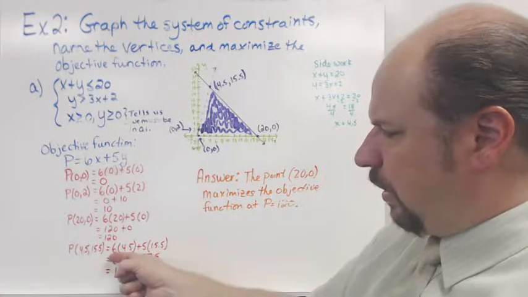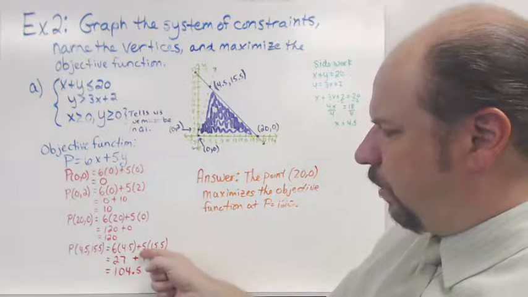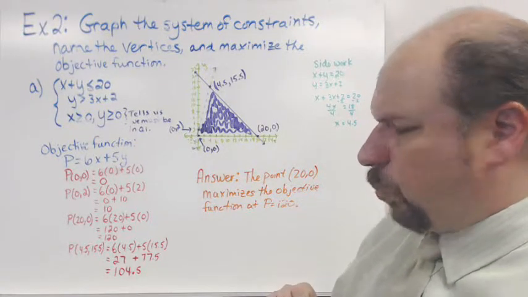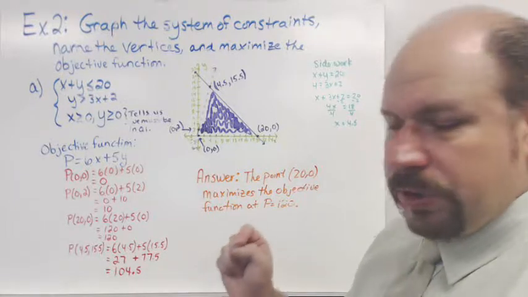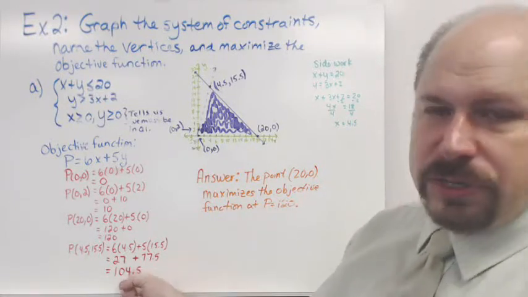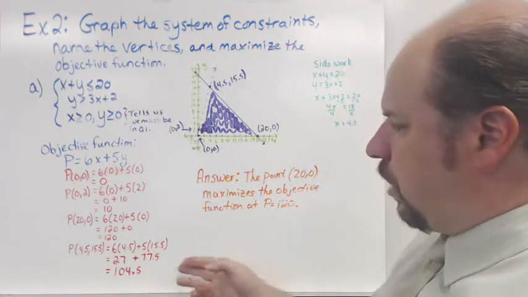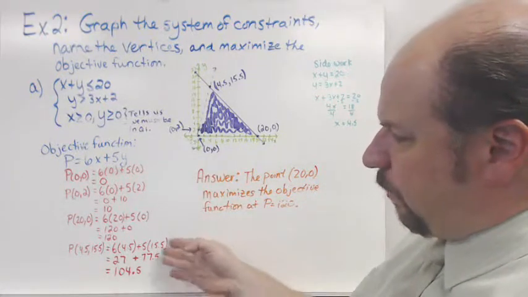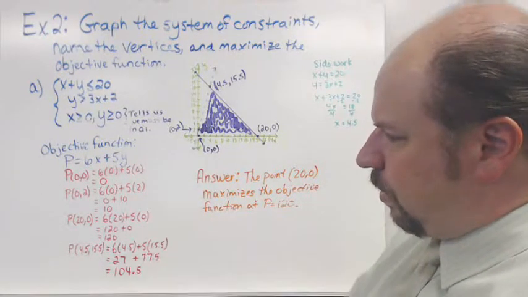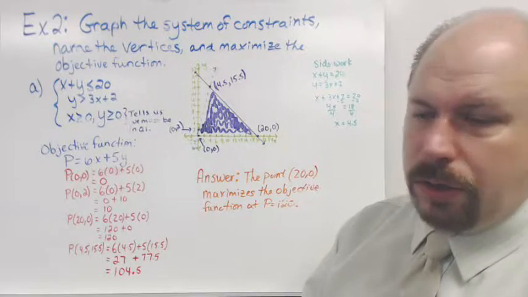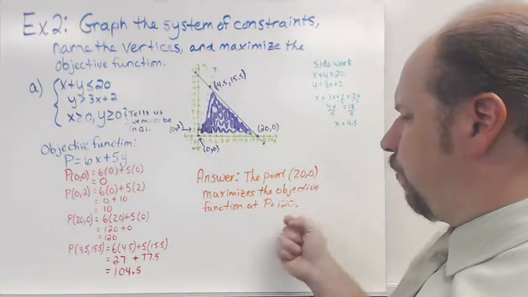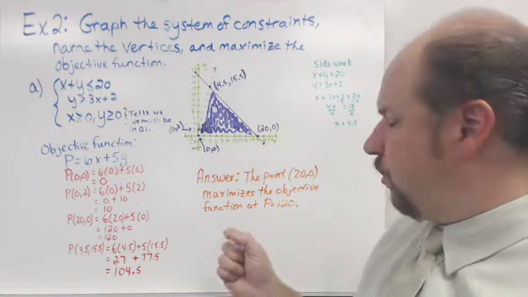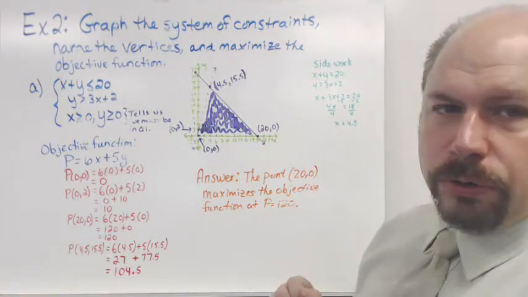If we put that in, 6 times 4.5 plus 5 times 15.5. Simplify each of those. 27 plus 77.5 gives us 104.5. So if we look here, the one that maximizes is again this value right here, 120. So our answer, the point 20, 0, maximizes our objective function at P equals 120.